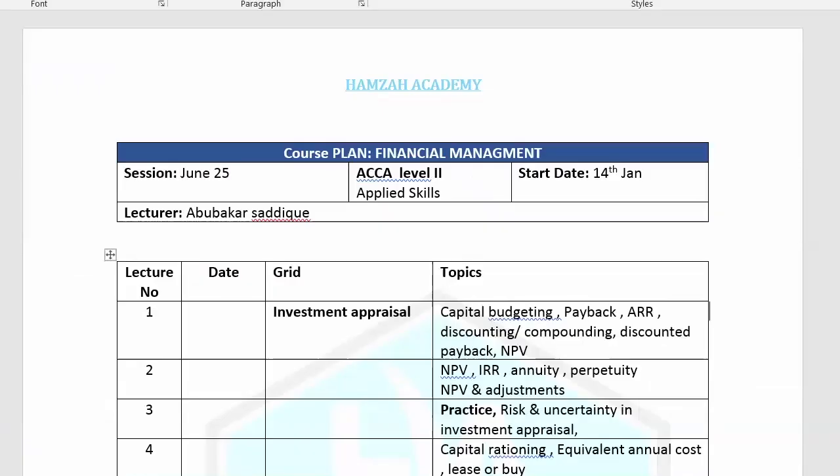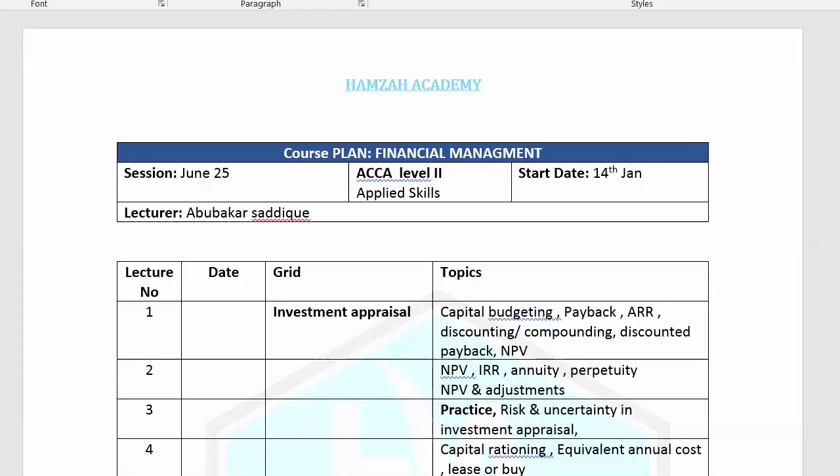Now, the financial management paper or course has been divided into different grades. The first grade is about investment appraisal. Investment appraisal is about investment decisions, that is, whether a company should make an investment or whether the company should not make an investment. That decision is basically known as investment appraisal.